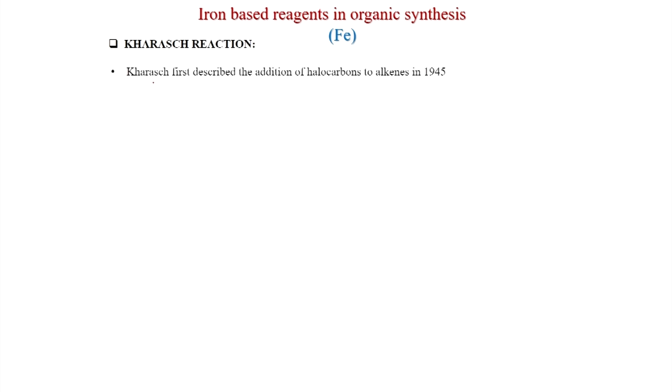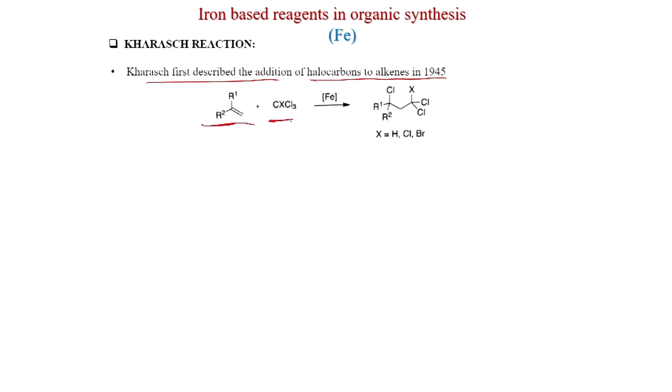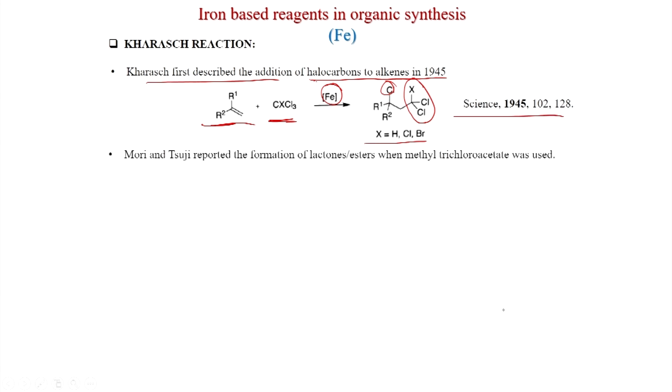Now, we will discuss Kharasch's reaction. Kharasch first described the addition of halocarbons to alkenes in 1945. So, this is the reaction, the alkene with CXCl3 and iron. Here the difunctionalization happens and you get this product, with RCCl here and XCl2 here, where X is hydrogen, chlorine, or bromine. This was published in Science 1945.